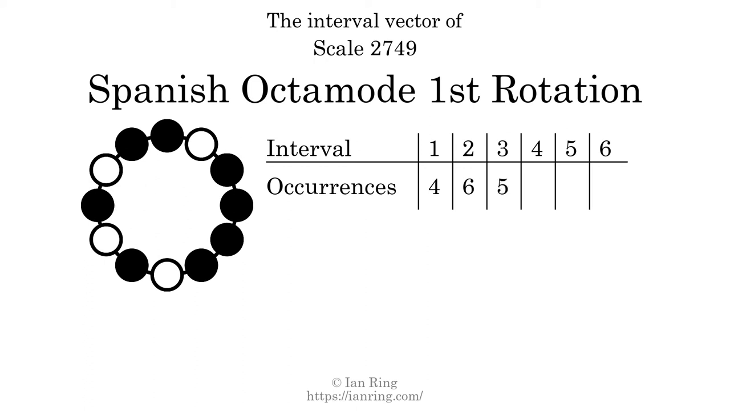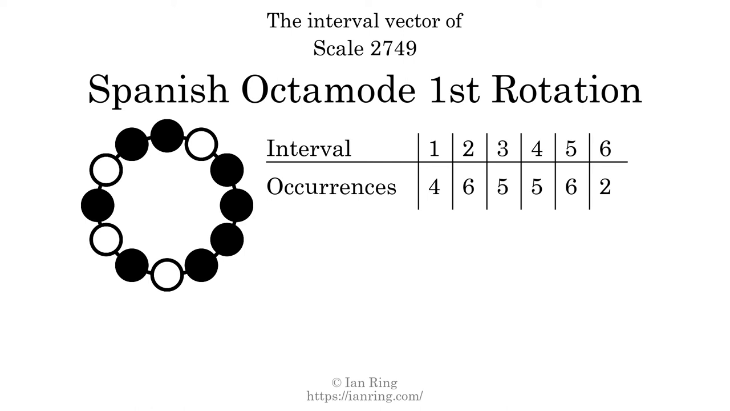There are five intervals with the size of three semitones. They are here, here, here, here, and here. There are five intervals with the size of four semitones. They are here, here, here, here, and here. There are six intervals with the size of five semitones. They are here, here, here, here, here, and here.